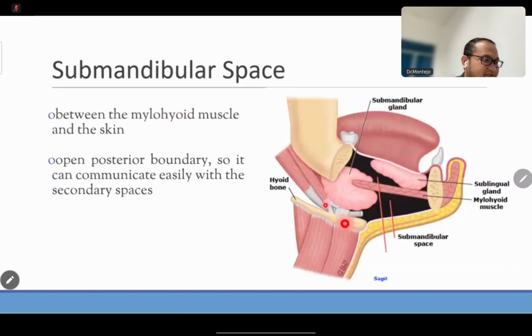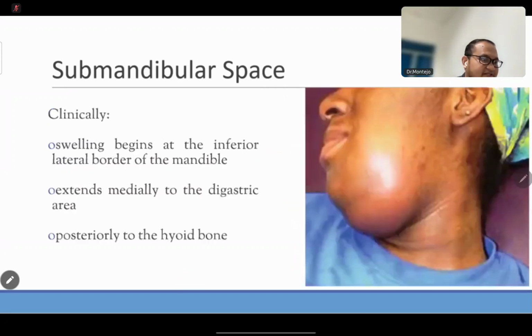So next would be your submandibular space. So this space is between your mylohyoid muscle and also your skin. Okay? And same with your sublingual space, your submandibular space is also connected posteriorly to the other deep neck spaces. So infection can also spread. Okay? So the presentation of your submandibular space is external, compared to your sublingual, which is intraoral. So external swelling.